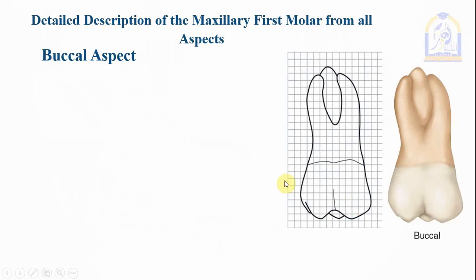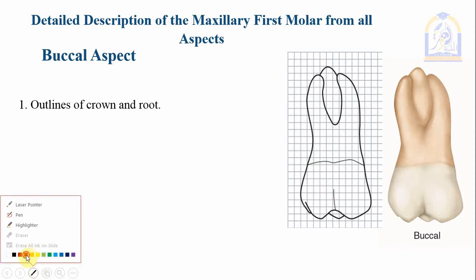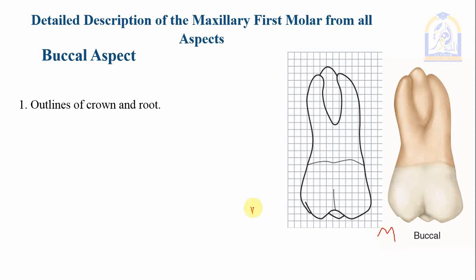A detailed description of the maxillary first molar from all aspects, starting with the buccal aspect. The outline of the cervical line is irregular and it's convex root-wise. The mesial and distal outlines: the mesial outline is straight. This is the mesial and this is the distal.